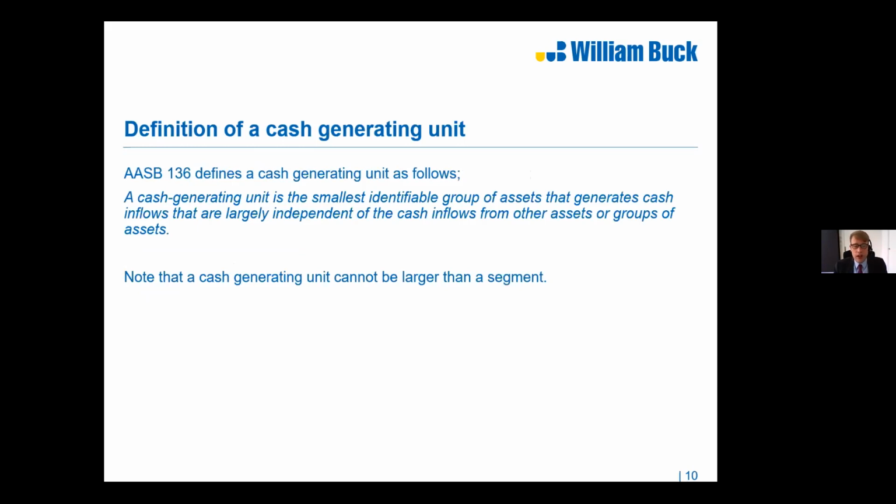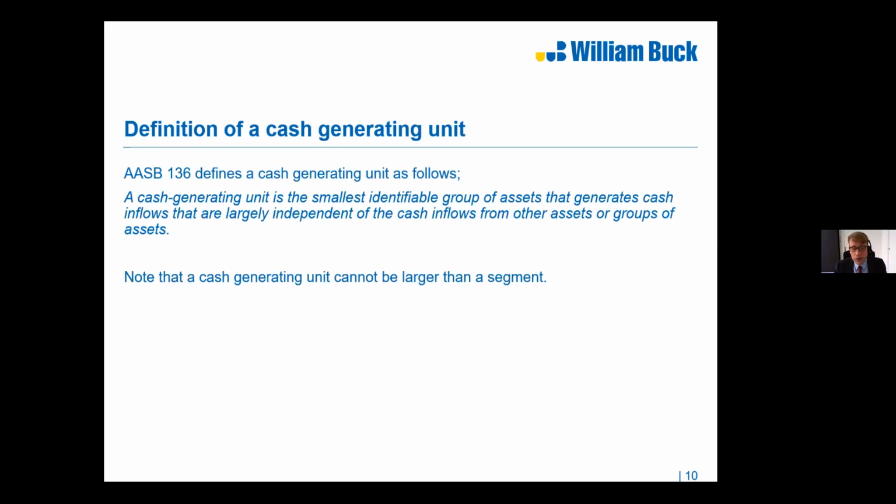So I just wanted to go into a definition of a cash generating unit. AASB 136 defines a cash generating unit as the smallest identifiable group of assets that generate cash inflows that are largely independent of the cash inflows from other assets or groups of assets. How this differs from a segment is that there may be a group of businesses working together, largely contained in the same segment with the same management team, but a group of assets within that segment may be operating independently.